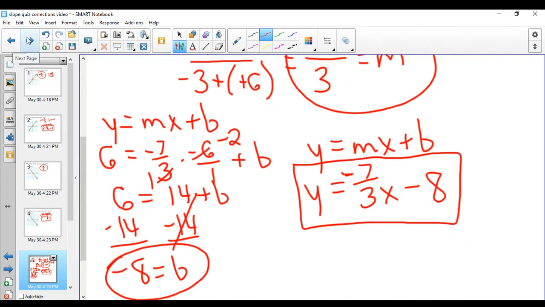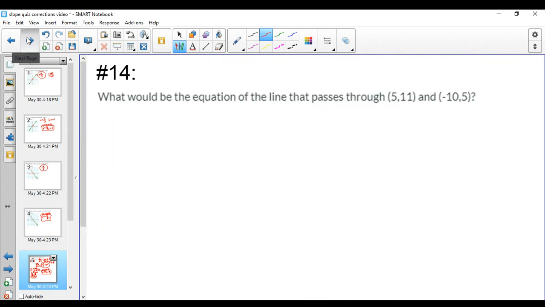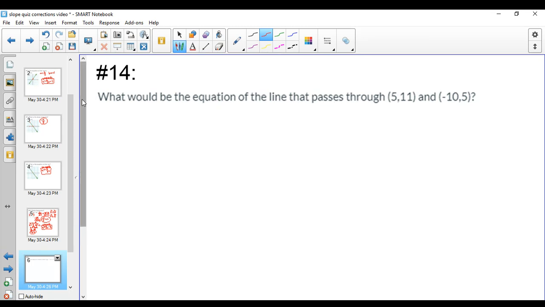Number 14 was also commonly missed. Okay, what would be the equation of the line that passes through 5, 11 and -10, 5? Well, even though they just gave us two ordered pairs and not a whole table, we're still going to use the exact same process that we did for the previous question. So step 1 is going to be to find the slope.